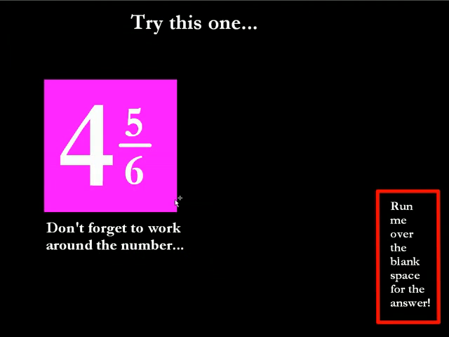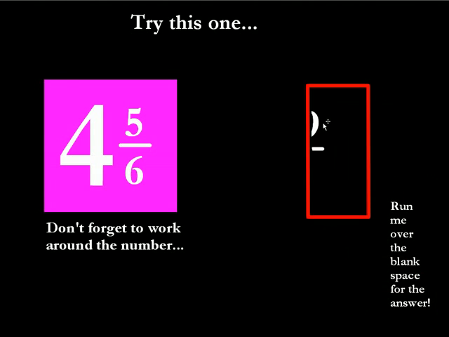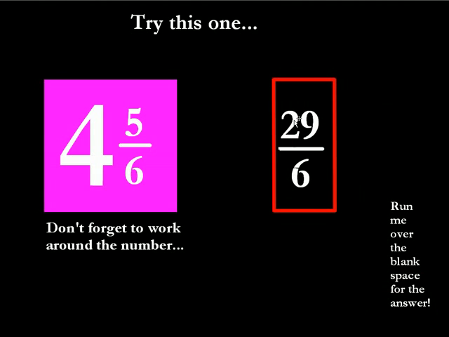Now why don't you try this one? So you're going to go 6 times 4, which is 24. 24 plus 5 is 29. So your answer is going to be 29 over 6.